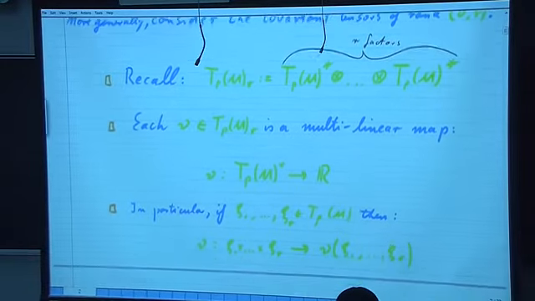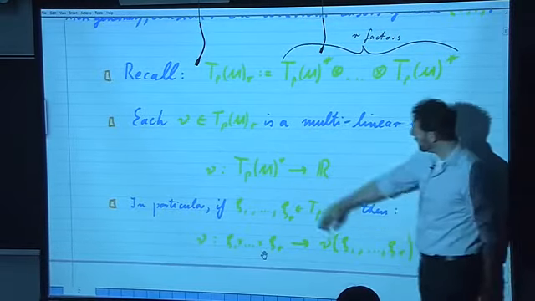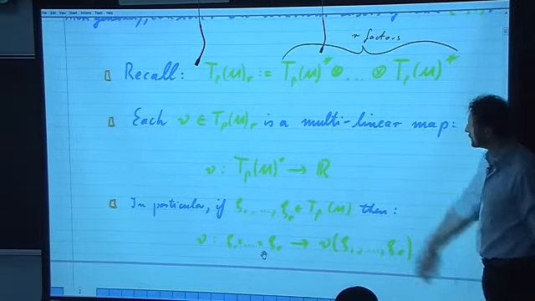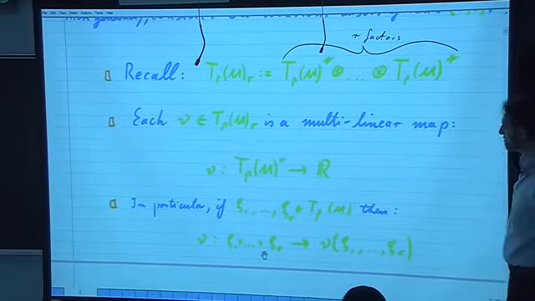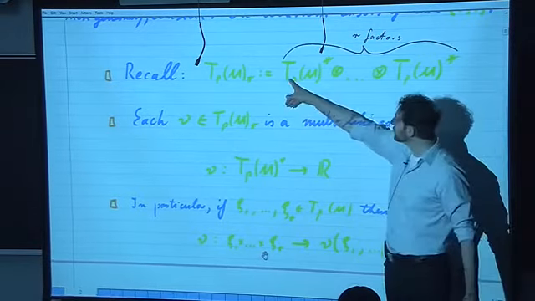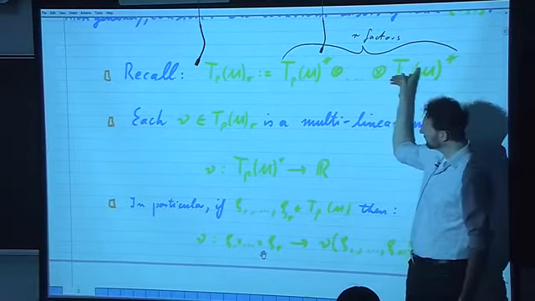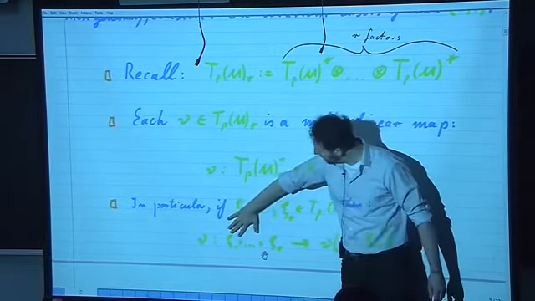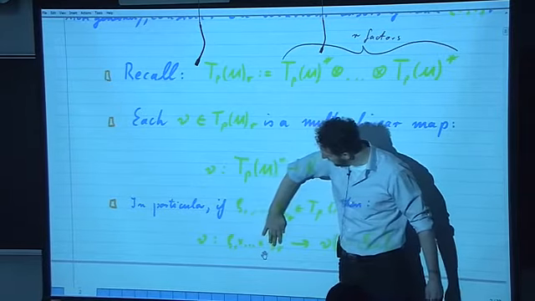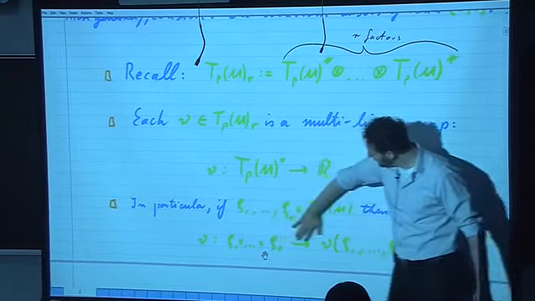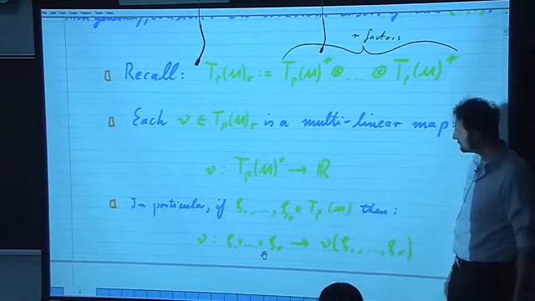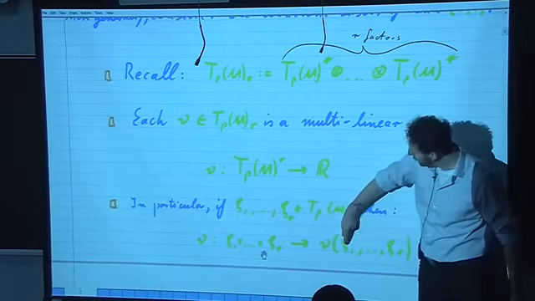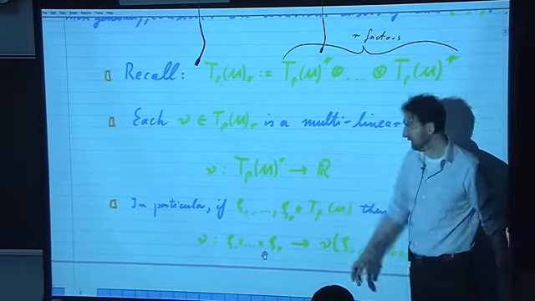So in particular, if we take r tangent vectors, psi 1 to psi r, each one of them being an element of the tangent vector space, then an element of this space of 0, r tensors, such a nu, is going to map those r tangent vectors in a linear fashion into a real number. It's nu of all those arguments. And it's linear in each one of those arguments. That's why it's called multilinear.